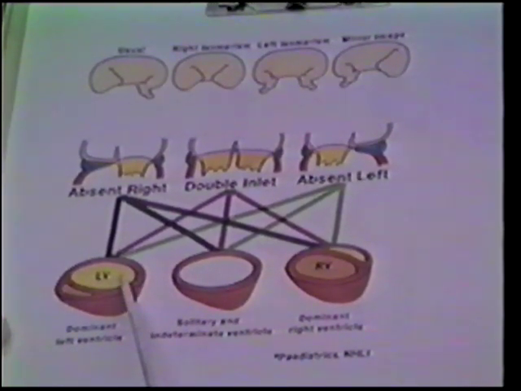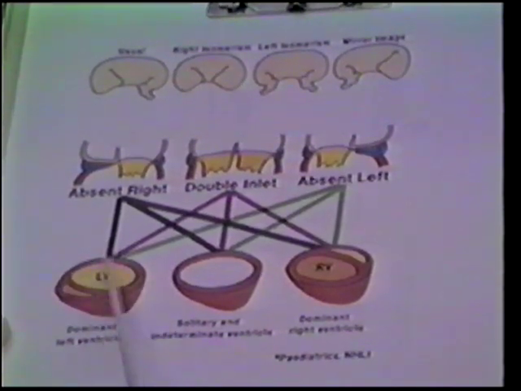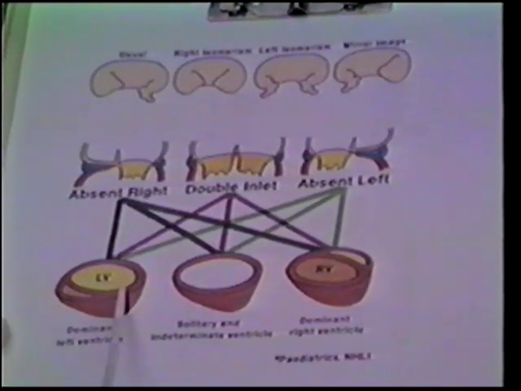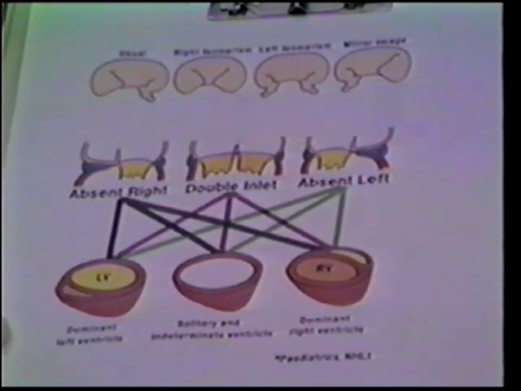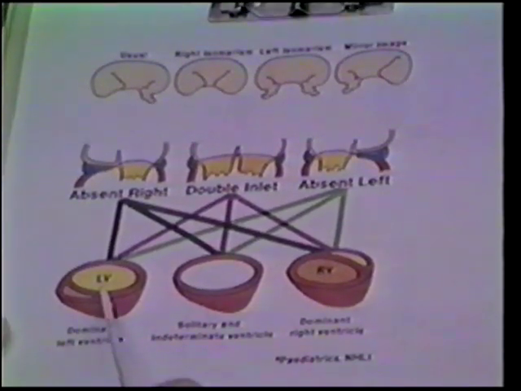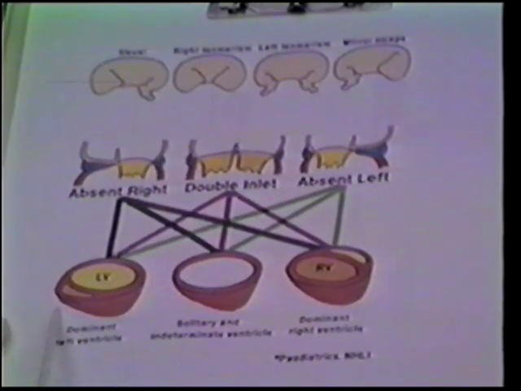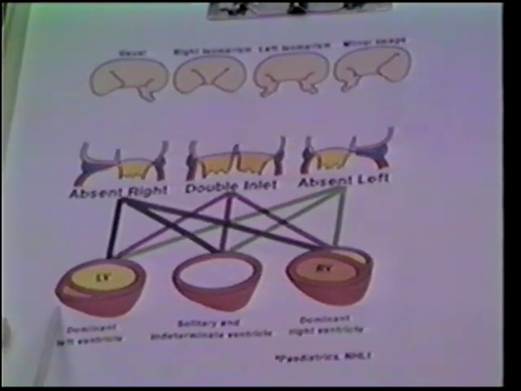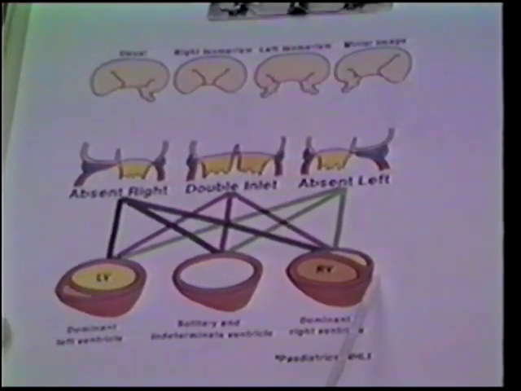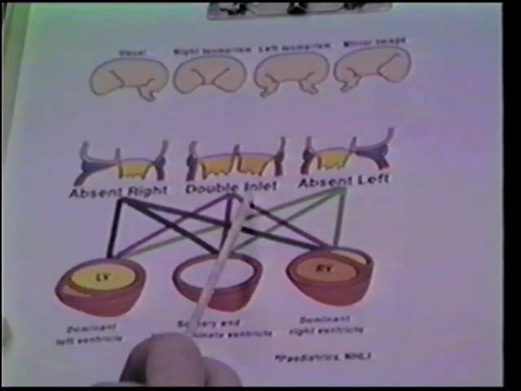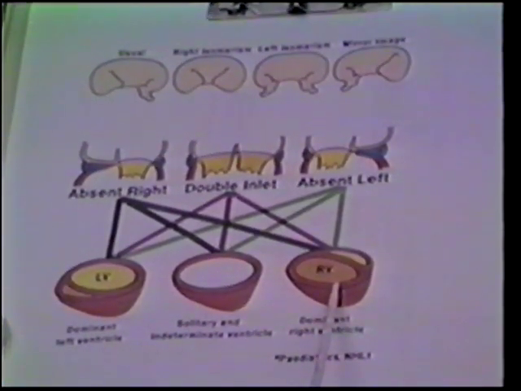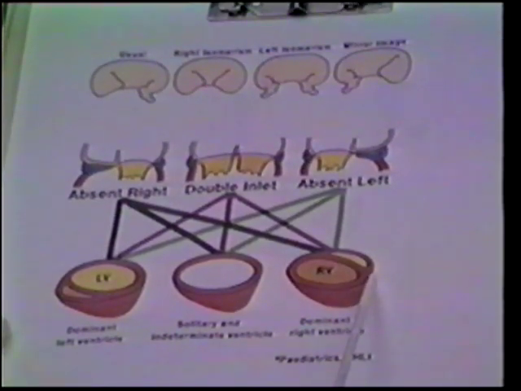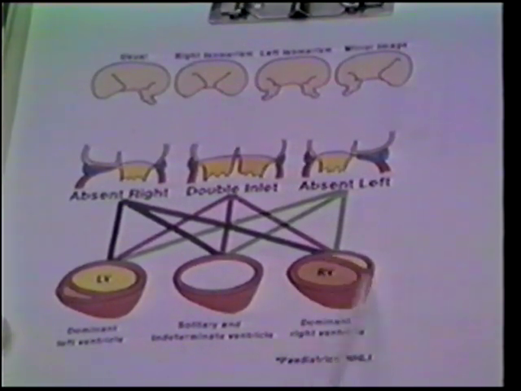Much more commonly, it is a left ventricular dominant ventricle that we're looking at. And when we're talking about hearts with double inlet ventricle, we can describe double inlet to a dominant left ventricle in the presence of a rudimentary right ventricle. Similarly, we can talk about a double inlet to a dominant right ventricle in the presence of a rudimentary left ventricle.